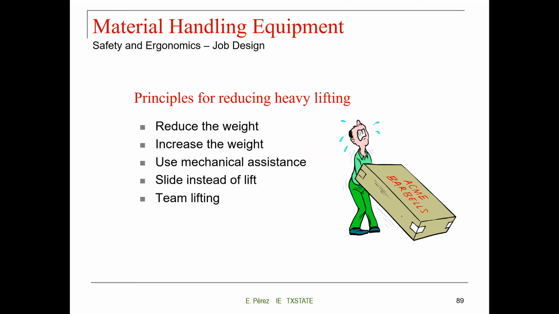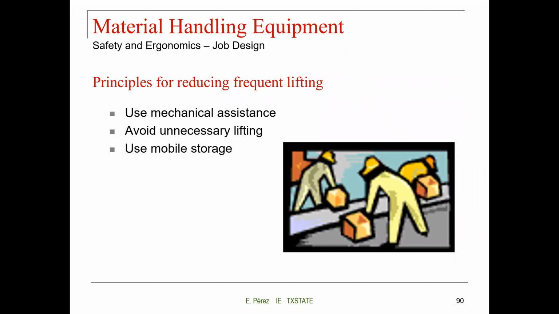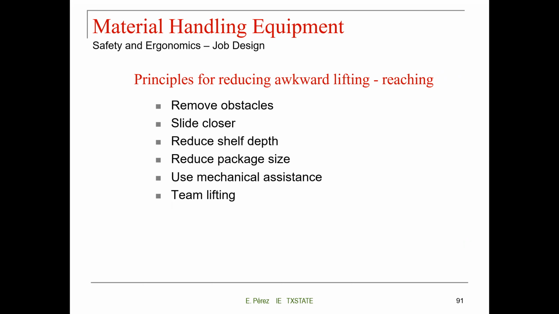Principles for reducing heavy lifting: reduce the weight, use mechanical assistance, slide instead of lift, and finally, team lifting. Also, avoid unnecessary lifting, and use mobile storage. Principles for reducing awkward lifting: remove obstacles, slide closer, reduce shelf depth, reduce package size, use mechanical assistance, or team lifting.